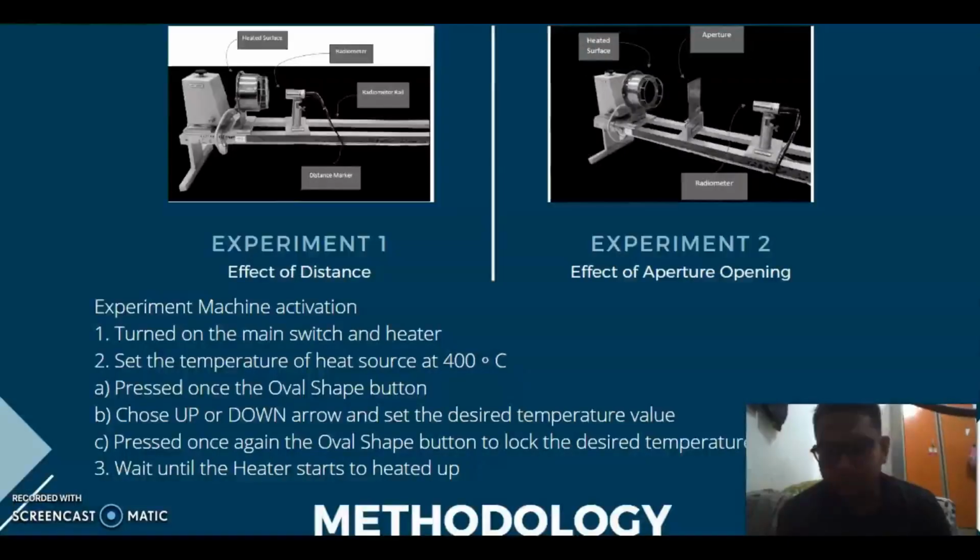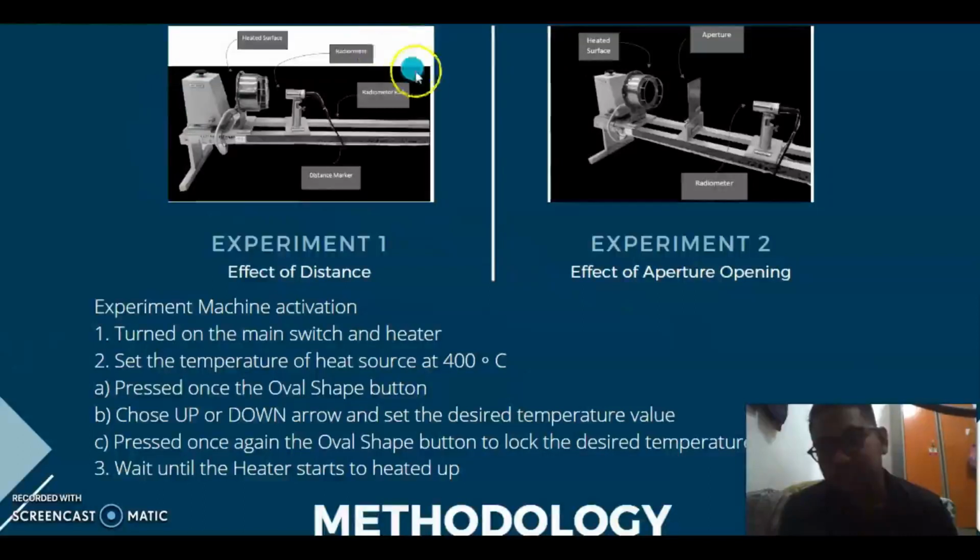Assalamualaikum and good day. My name is Muhammad Izuddin bin Jamal Abdul Nasir. My metric number is MA 19209. My part is methodology. For the radiation lab, we have to make two experiments: firstly, the effect of distance on radiation, and secondly, the effect of aperture opening on radiation.